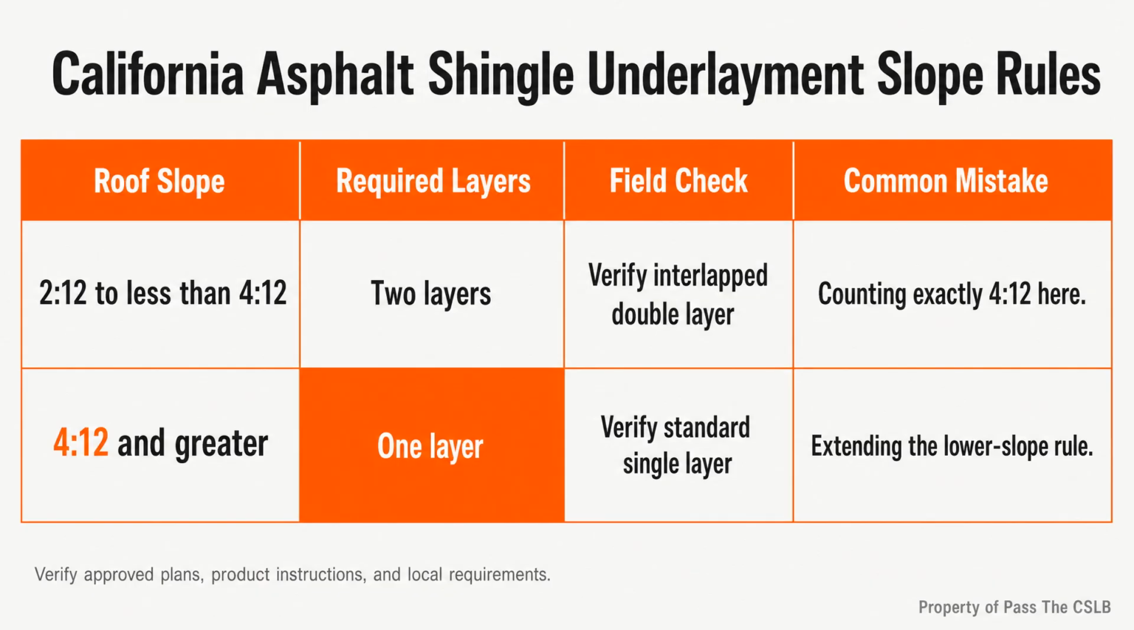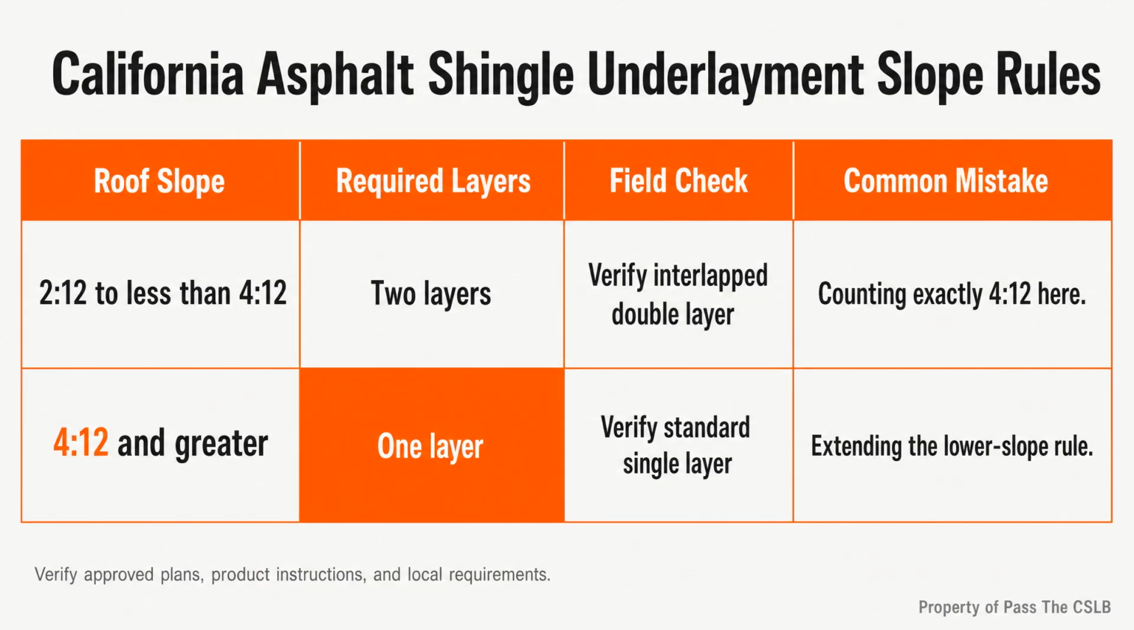The lower range begins at 2 and 12 and stops just before 4 and 12. That is the 2-layer range. The upper range begins at exactly 4 and 12 and continues steeper. That is the 1-layer range. Do not let the phrase up to 4 and 12 pull the exact threshold into the wrong row.